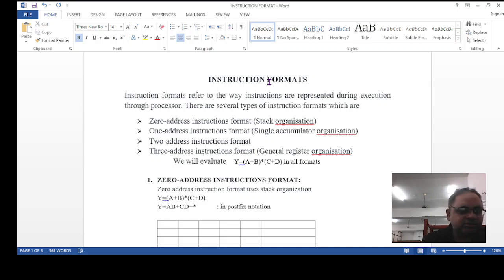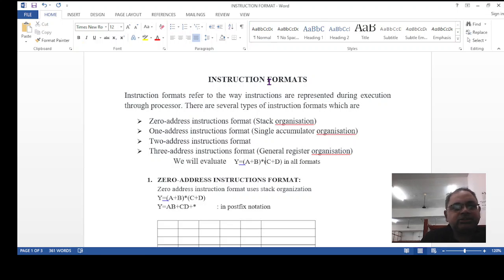So how is this instruction represented in the processor? The processor understands only the language of 0 and 1, not English. So how is it represented?